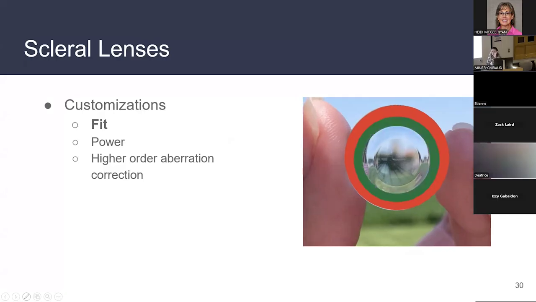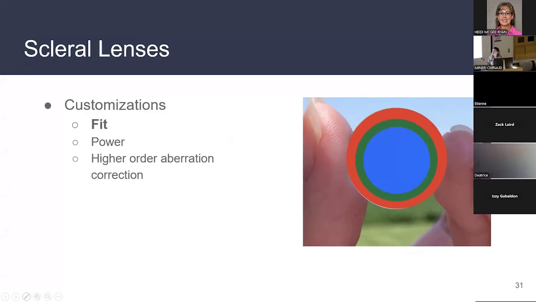Well, then we go into our transition zone. So I can also change this zone here to make it so one, it's more comfortable for the patient, but two, it's safer for the patient to wear. I can change the depth and I can change the size of this area. And then the last zone is the optic zone. So this is what overlies the actual cornea. And I can also change the depth of this and I can change the size of this to both make it safer for the patient to wear and more comfortable.